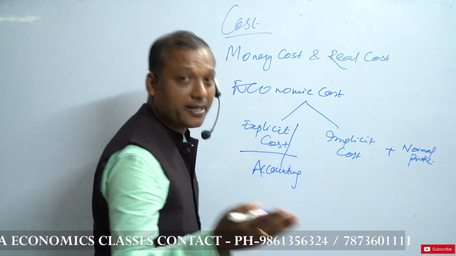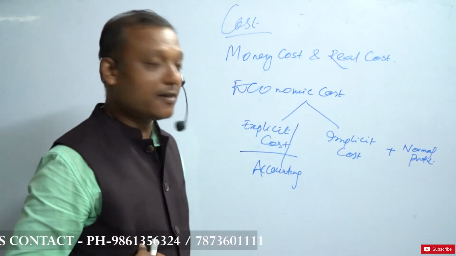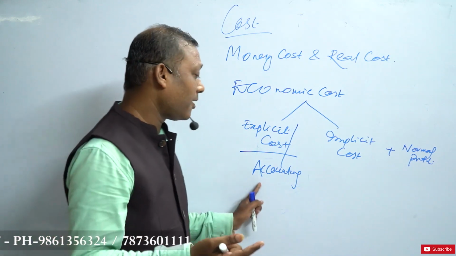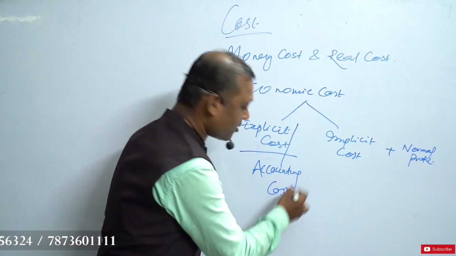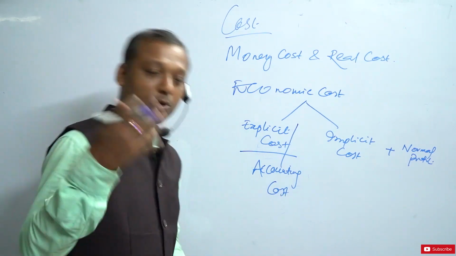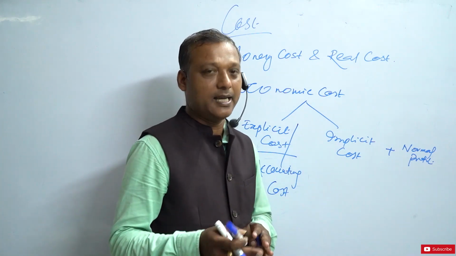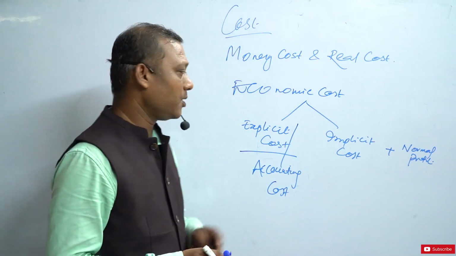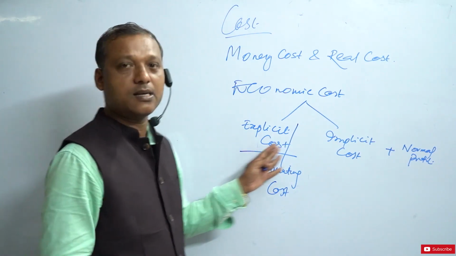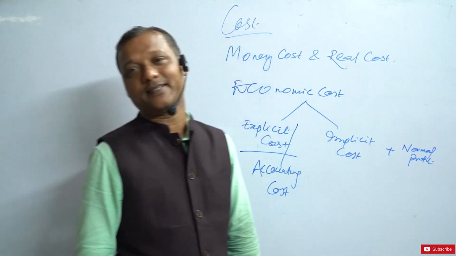So a question might be there for you: explicit costs are known as dash. You will feel pleased, it is known as accounting cost. And one more question for you: economic cost is equal to dash plus dash. You can write explicit cost plus implicit cost, and in the last part we can add normal profit.